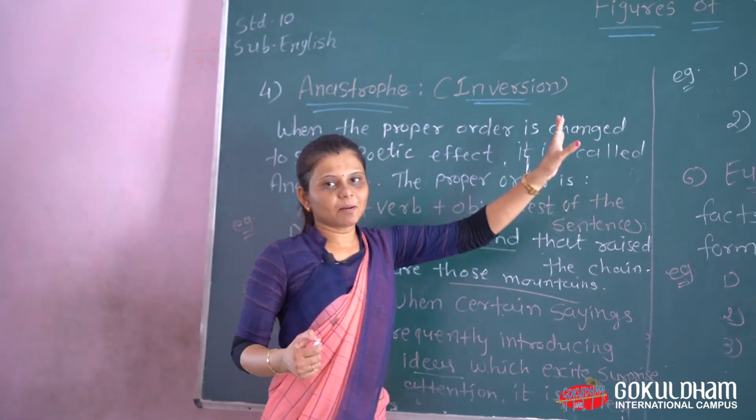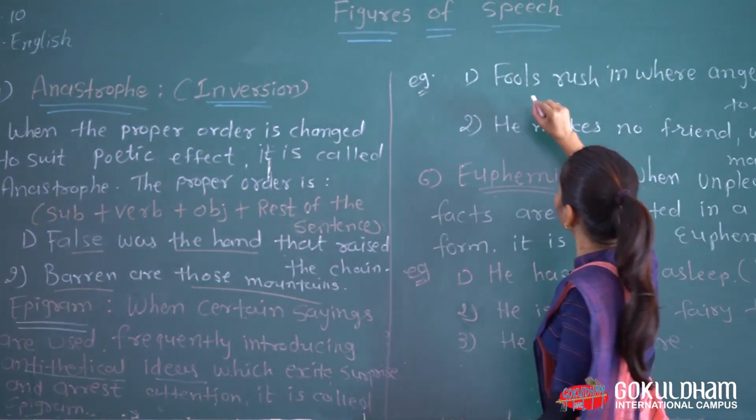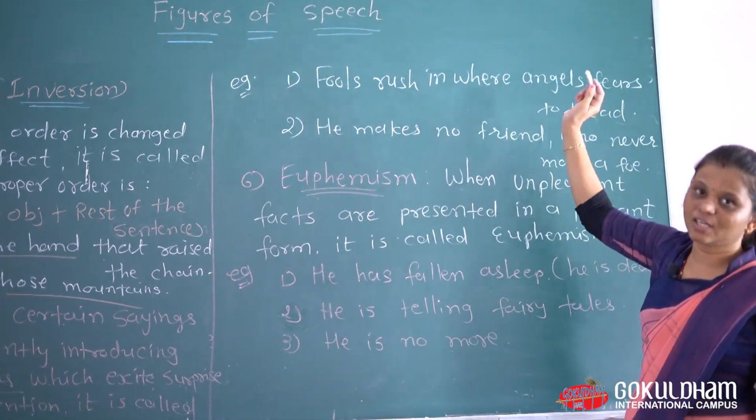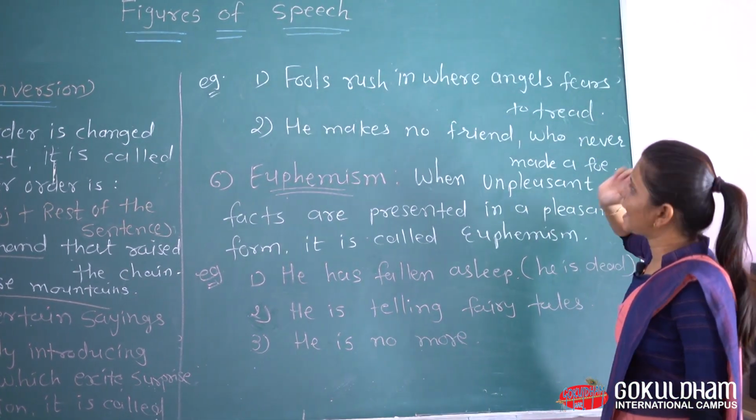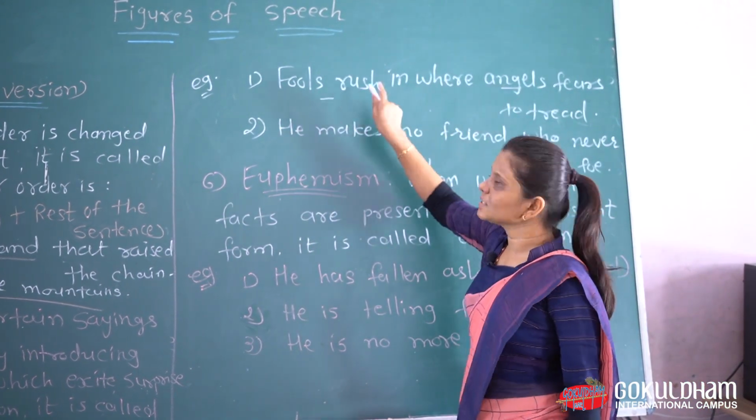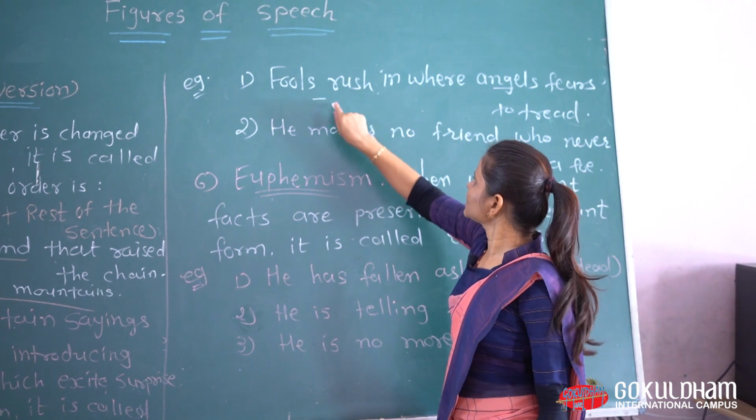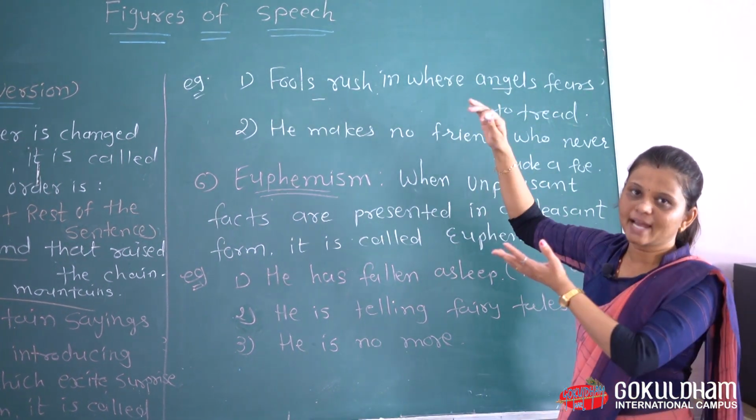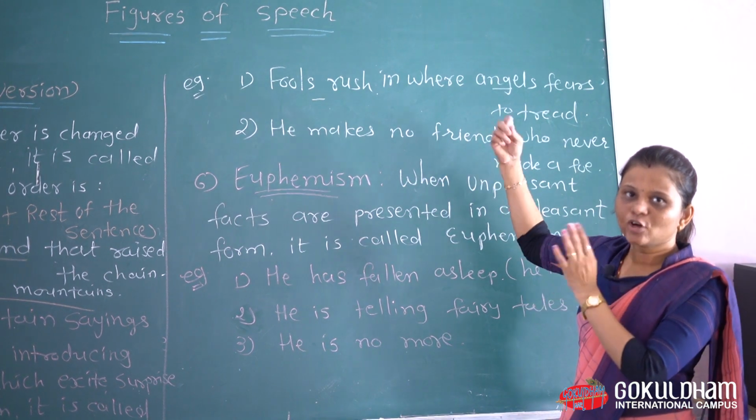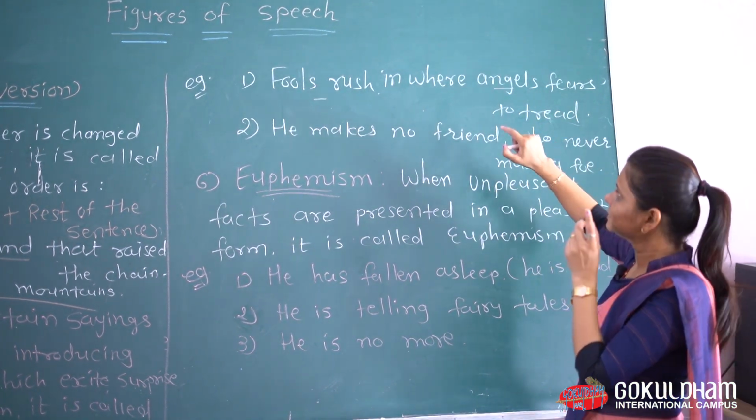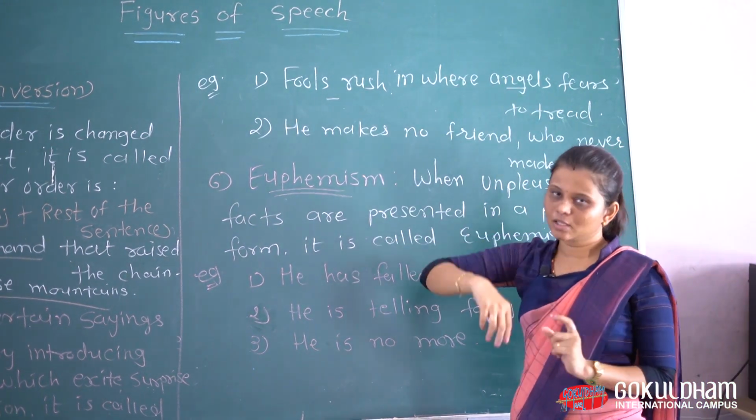Now look at the example of this figure. Fools rush in where angels fear to tread. So fools and here angels. Look, fools go where angels fear to go. So this is an antithetical idea, and it also arrests the attention of readers, and it is like a saying also.